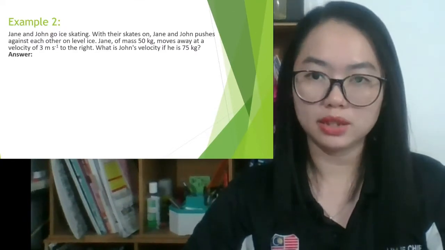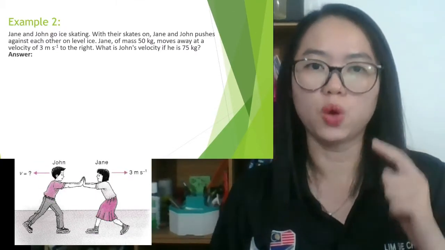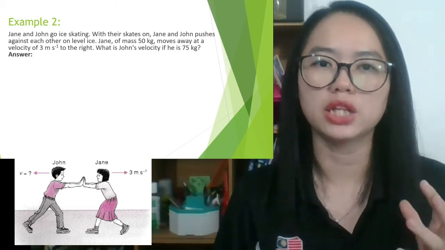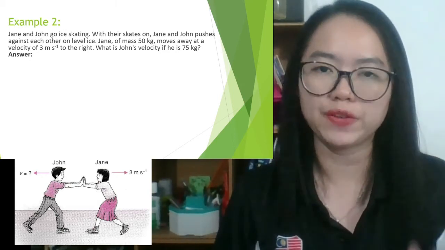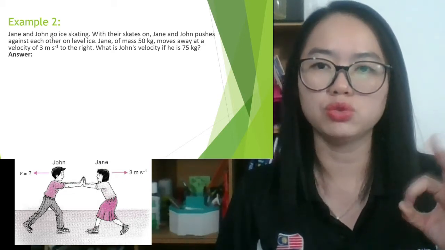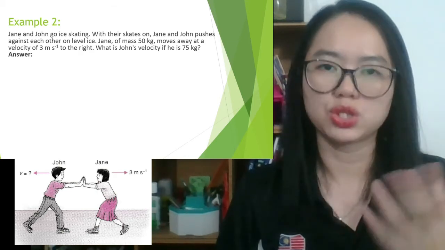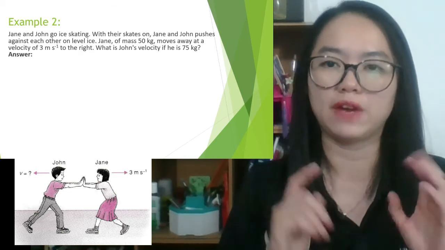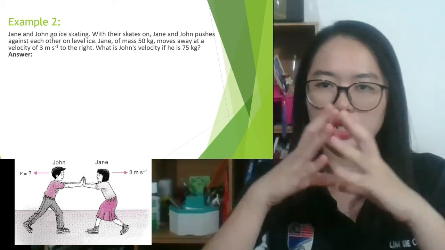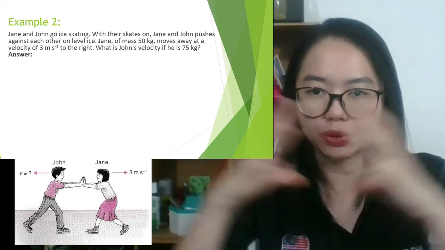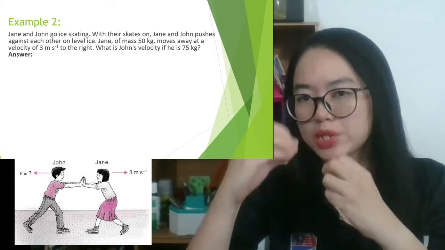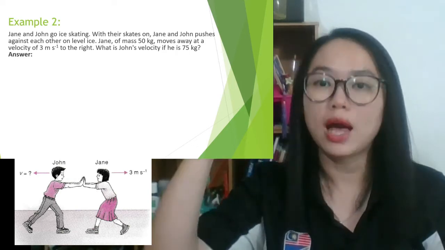Okay, now let's look at this example. Jane and John go ice skating. With the skates on, Jane and John push against each other on level ice. Jane, of mass 50 kg, moves away at a velocity of 3 meters per second to the right. What is John's velocity if he is 75 kg? Now if you look at this situation, originally Jane and John are sticking with each other, and after that they push away from each other. So this situation is related to the principle of conservation of momentum for explosion.